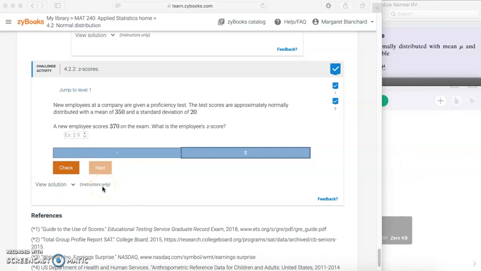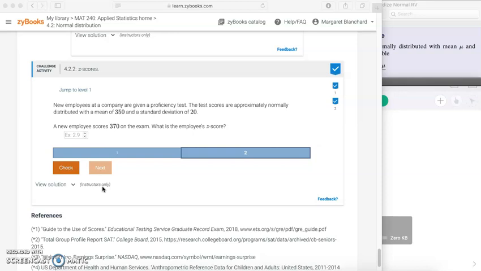We have new employees at a company who are given a proficiency test. The test scores are approximately normally distributed with a mean of 350 and a standard deviation of 20. So here we are normally distributed, but it's not standard normal because our mean is not 0. A new employee scores 370 on the exam. What is the employee's z-score?